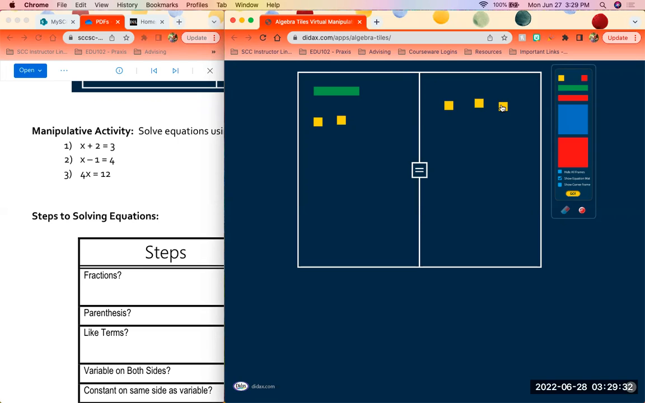So I've set up the equation. I've modeled the equation. Now I want to solve for x. I want to get this x tile by itself.